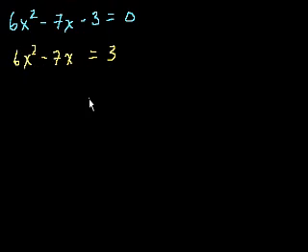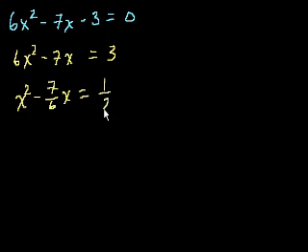So let's divide both sides of this equation by 6, and you get x squared minus 7/6x is equal to 3 divided by 6, which is 1/2. And we could have made that our first step. We could have divided by 6 right at that first step. But anyway, now let's try to complete the square.